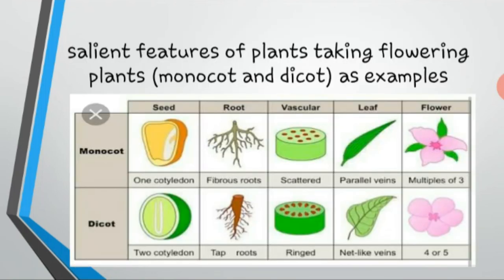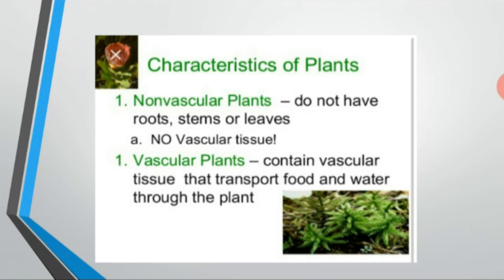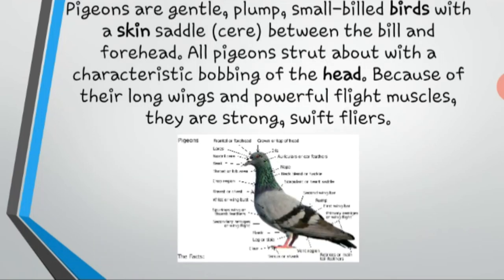Okay, salient features of plants. There are 2 types of plants, monocot and dicot. Vascular and non-vascular have the same, different definition from it. And vasculars are those which contain vascular tissues, and non-vascular are those which do not have root systems and leaves. And with the kingdom Animalia, there are 5 classifications, so we'll take Aves. And in birds, we'll talk about pigeons.